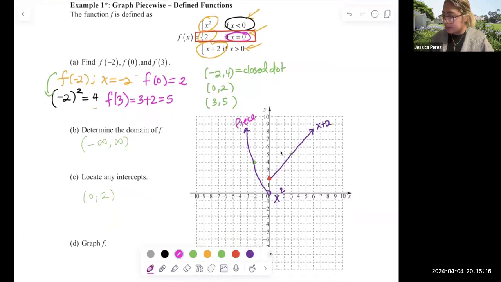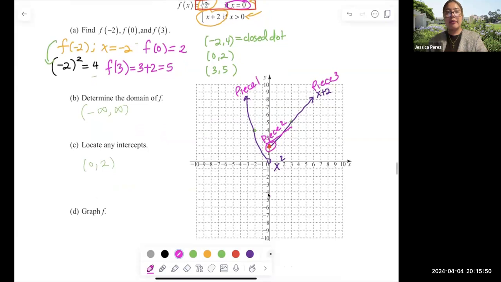Piece 1, piece 2, and piece 3. Piece 2 is just this point, 0, 2. So the domain of this function is from negative infinity to positive infinity. Those are all my x values. The only intercept is at 0, 2, not at 0, 0. You don't have a point here. It's not valid at 0, 0. And then there's the graph.